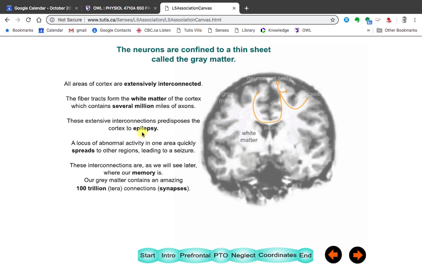And that has a problem because in some individuals, some area will start producing action potentials for no reason. And that activity then will quickly spread to other areas, and that will induce epilepsy.